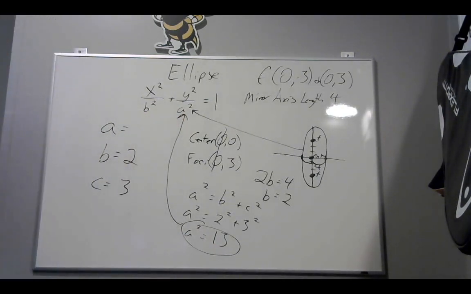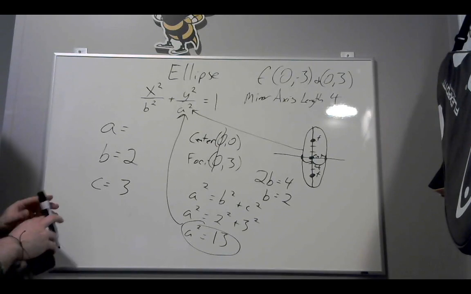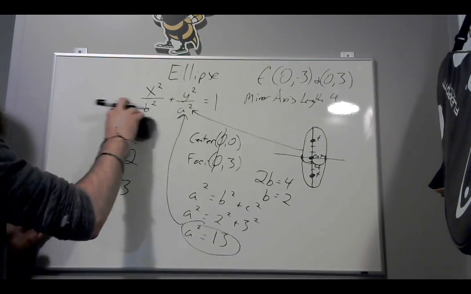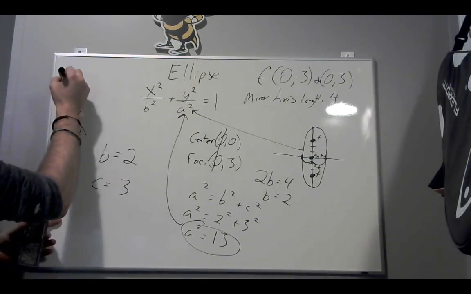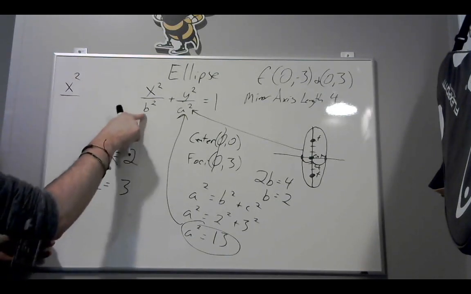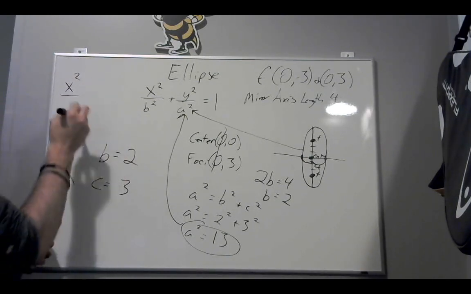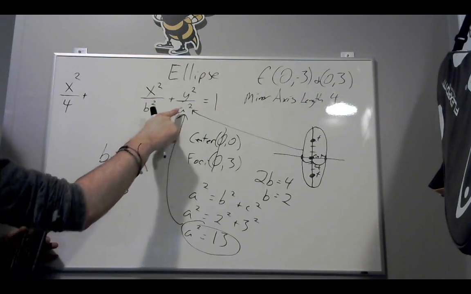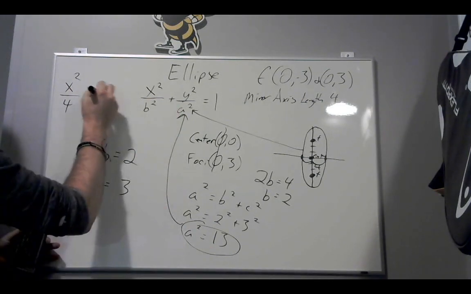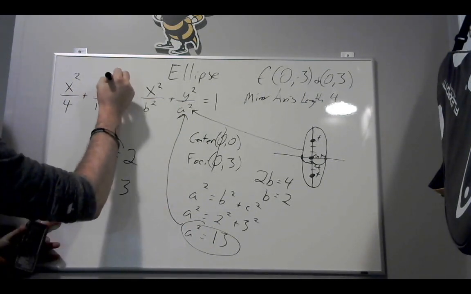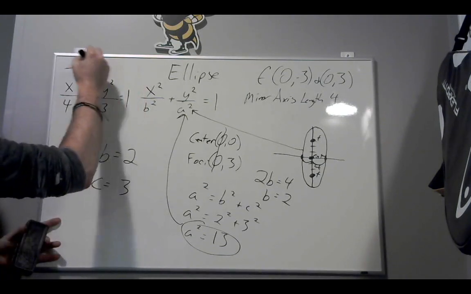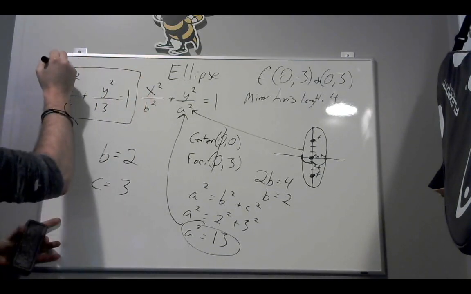So to finish off, let me just write it over here. This is going to be x squared over b squared. b was 2, so 2 squared is 4. Plus a squared was that 13, and that equals 1. So this is it. That was the answer.